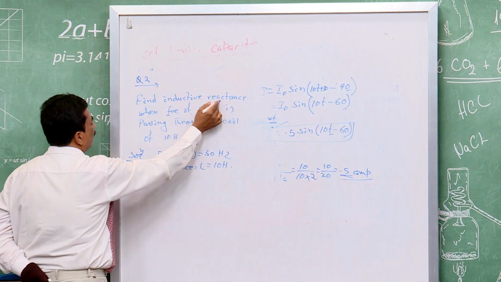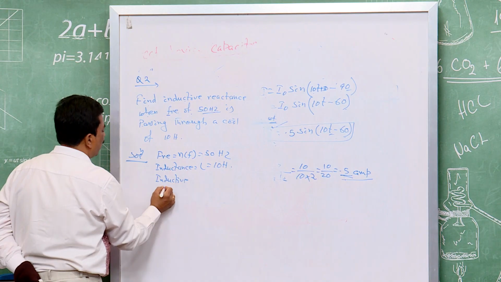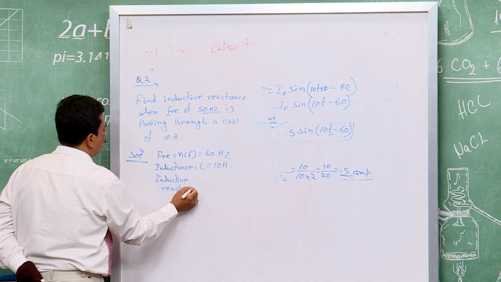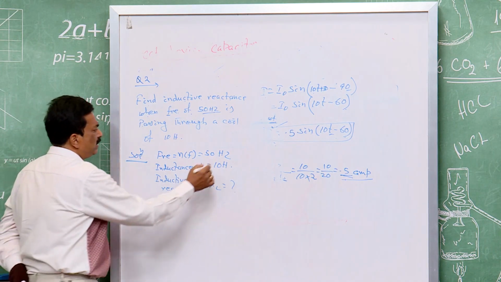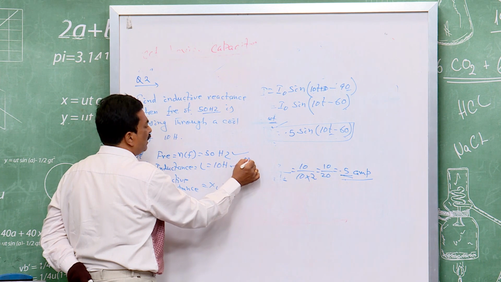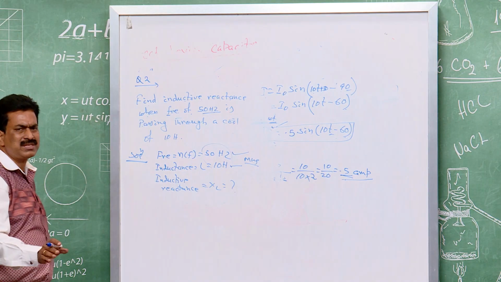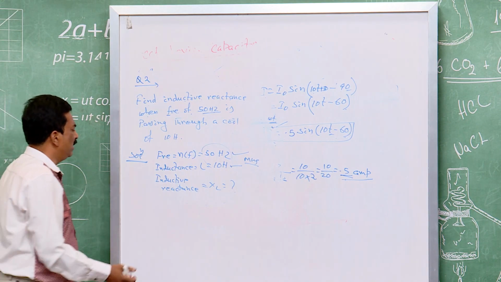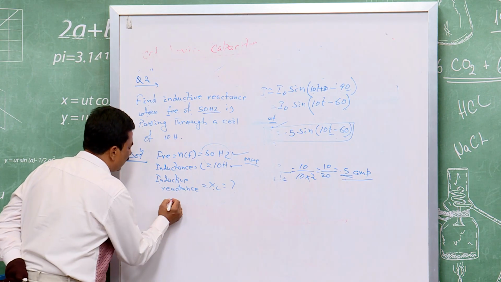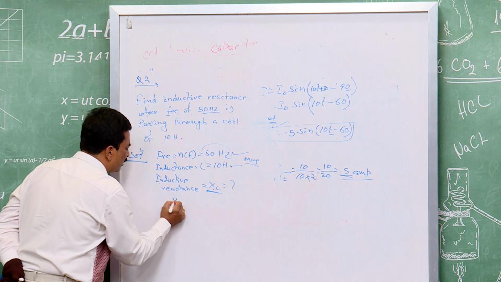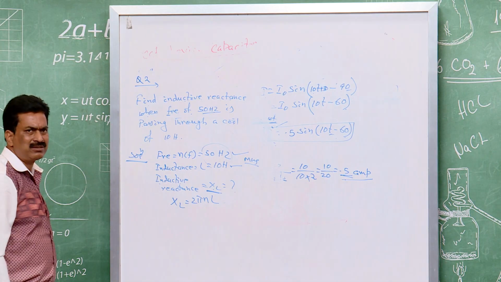What is asked? Inductive reactance, so inductive reactance is equal to XL, that is to be calculated. You see this Hertz and Henry are in the MKS system, meaning the given data are in the MKS system, so there is no necessity to convert from one to another. Then put the formula, get the answer. What is the XL? XL is equal to 2 pi nL, that is the formula.